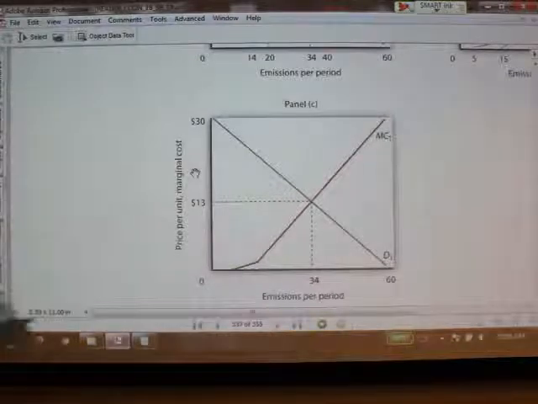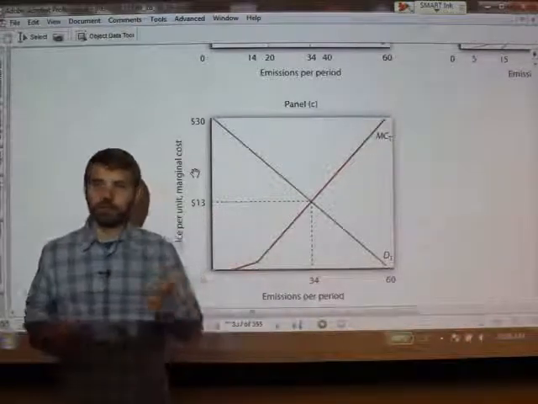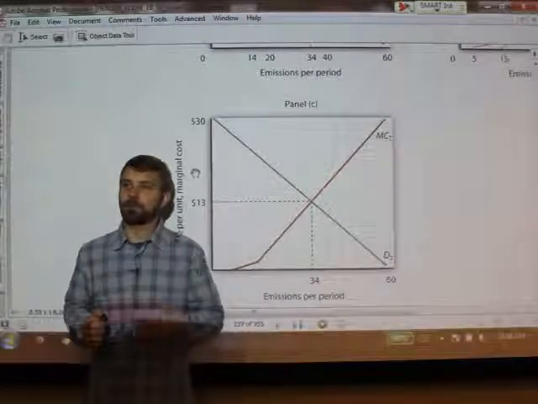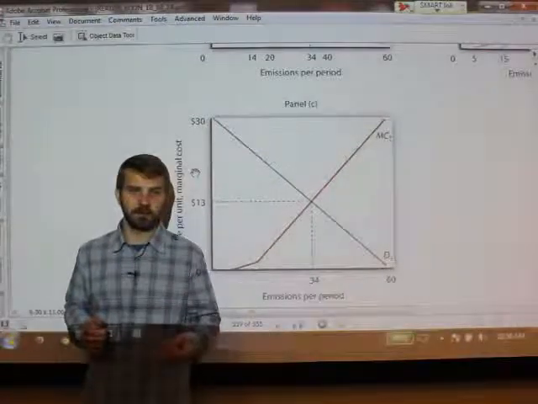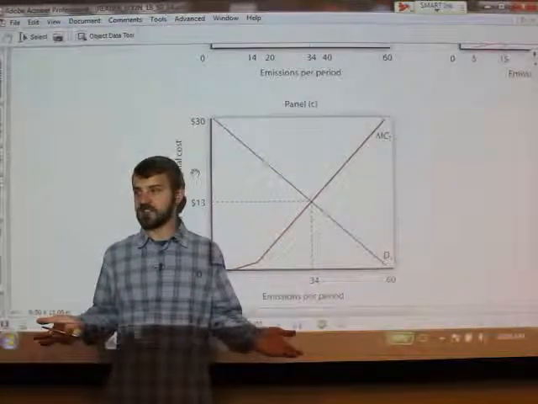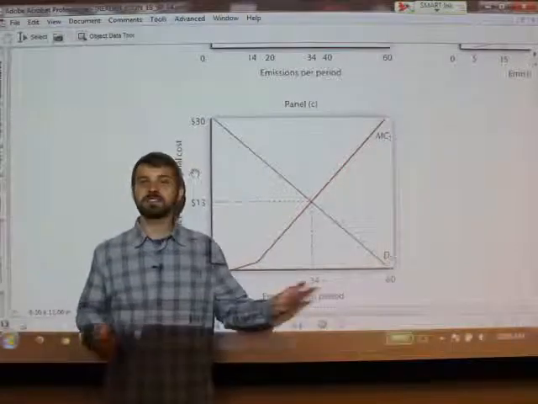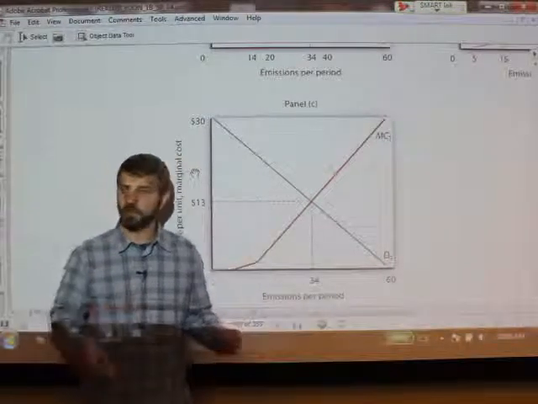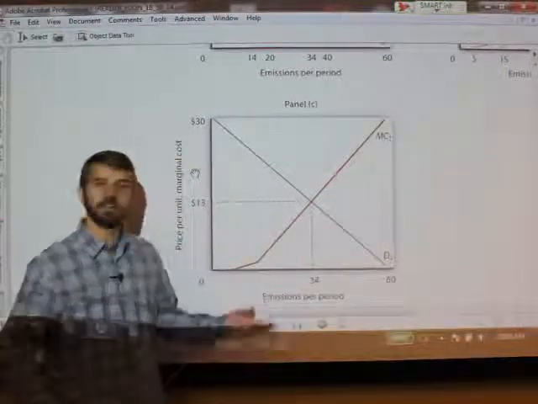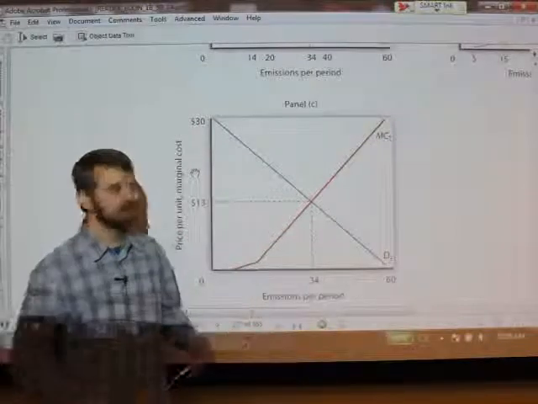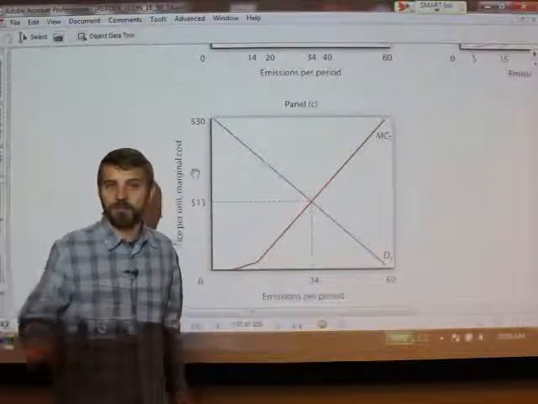So remember, the key to the Coase theorem is that property rights have to be well defined. It doesn't matter how they're assigned, but they have to be assigned to someone. Let's say they're assigned to the people with the campfires. So what pollution level are they going to choose? Well, they can do whatever they want. They have the right to pollute.